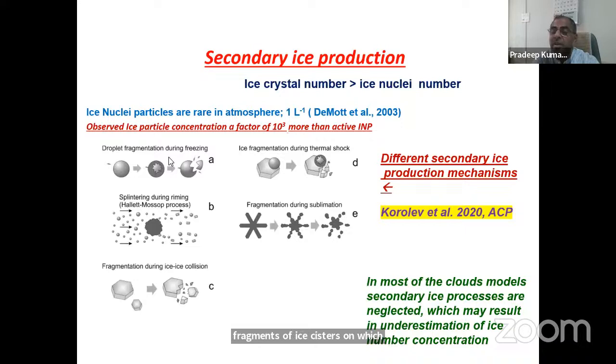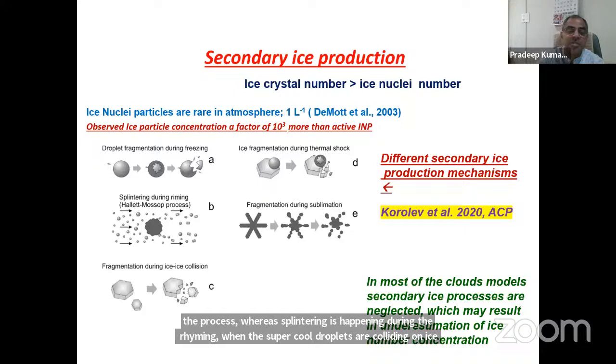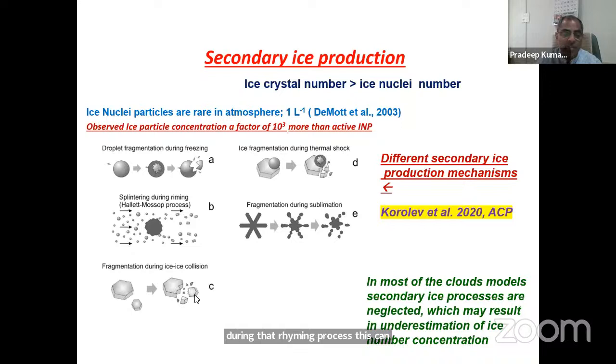This is again the Hallett-Mossop process, where a splintering is happening during riming, when the supercooled droplets are colliding on ice crystals. During that riming process, this can fragment. Then there is fragmentation during ice-ice collision: when two ice crystals are colliding, it can fragment, and you can again produce a further number of smaller ice particles.